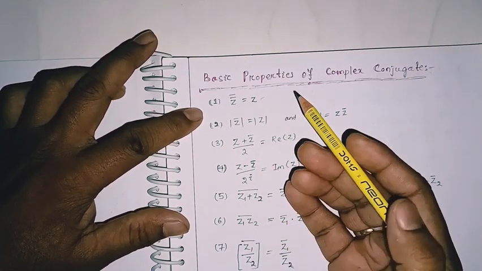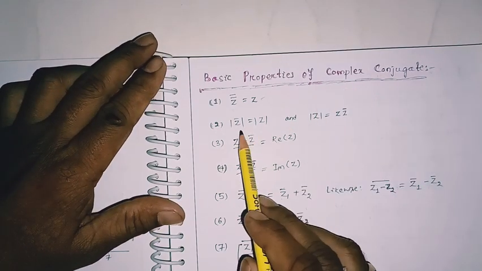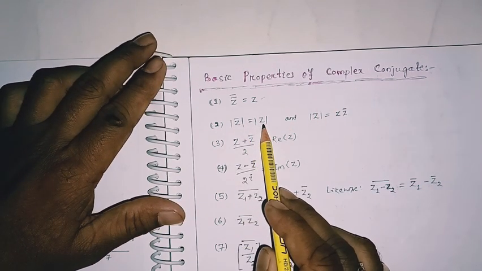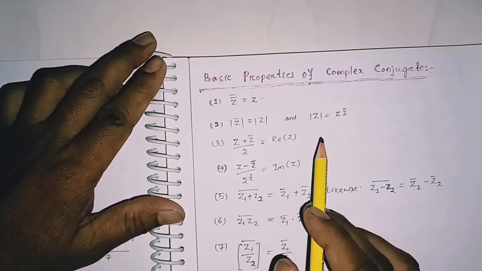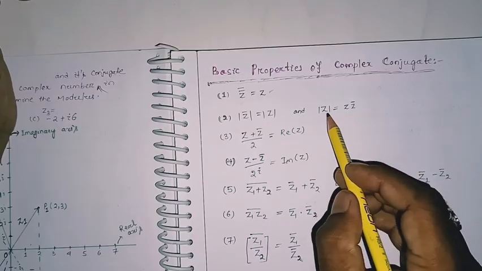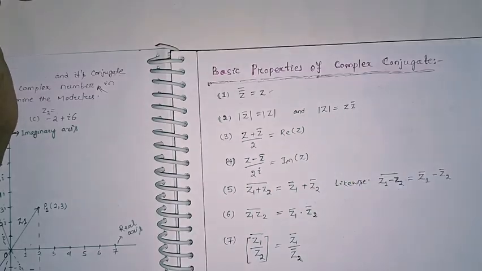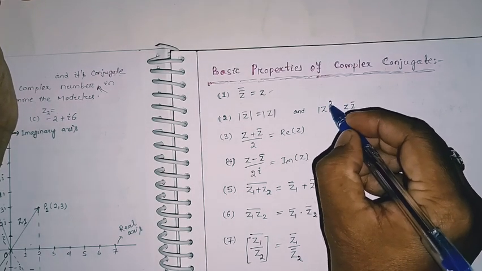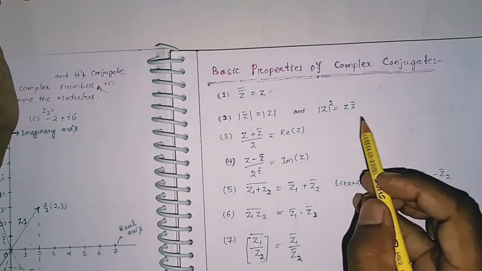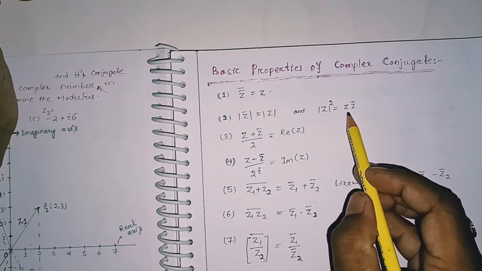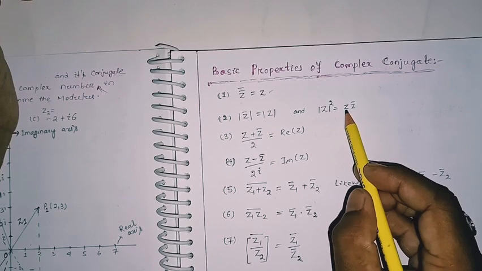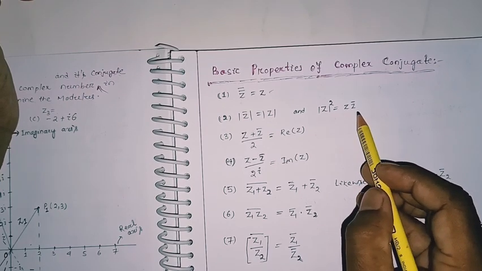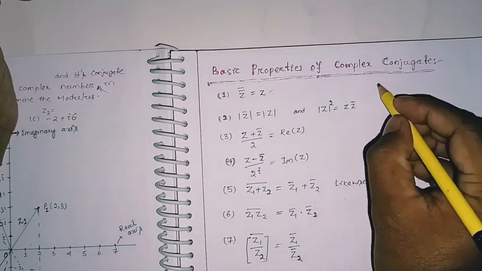You can prove it by yourself. It is very simple. And the modulus of Z bar will be equal to the modulus of Z, which we have already discussed. Another important property concerns the modulus of the complex number. Here I wrote it mistakenly: the square of the modulus of a complex number is equal to z into z bar, that is, multiplication of a complex number with its corresponding complex conjugate. Here I am going to prove it.